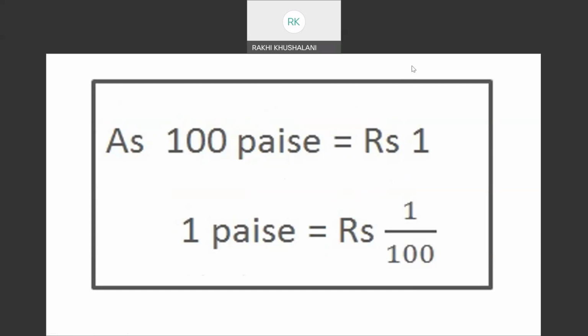So converting rupee to paise, paise to rupee is again a conversion process. And for that conversion process, we should know the quantity of conversion. Just say 100 centimeter is equals to 1 meter. 10 millimeter is equals to 1 centimeter. 1000 meter is equals to 1 kilometer. So same way here also the conversion we should know.